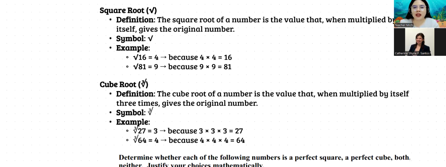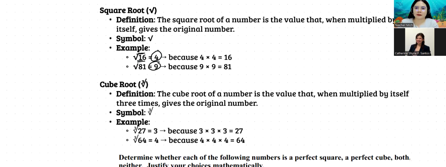So we have here, Kate, the square root of 16. So, how do we get the square root of that number? You just need to think of a number that when you multiply twice by itself, the result is 16. So, that is 4. Because when you multiply 4 and 4, the result here is 16. Another number here is 81. So the square root of 81, think of a number that when you multiply twice by itself, the result is equal to 81. And that is 9. 9 times 9 is equal to 81.